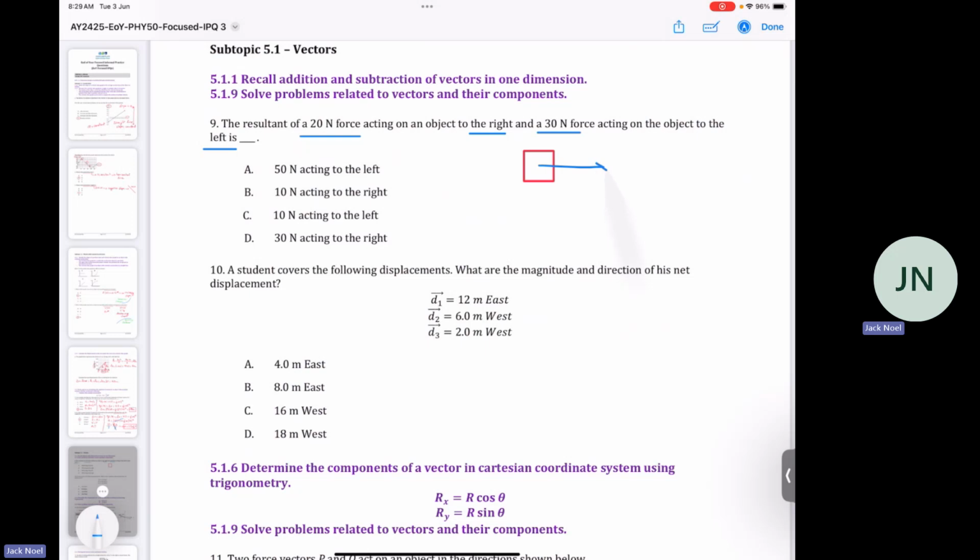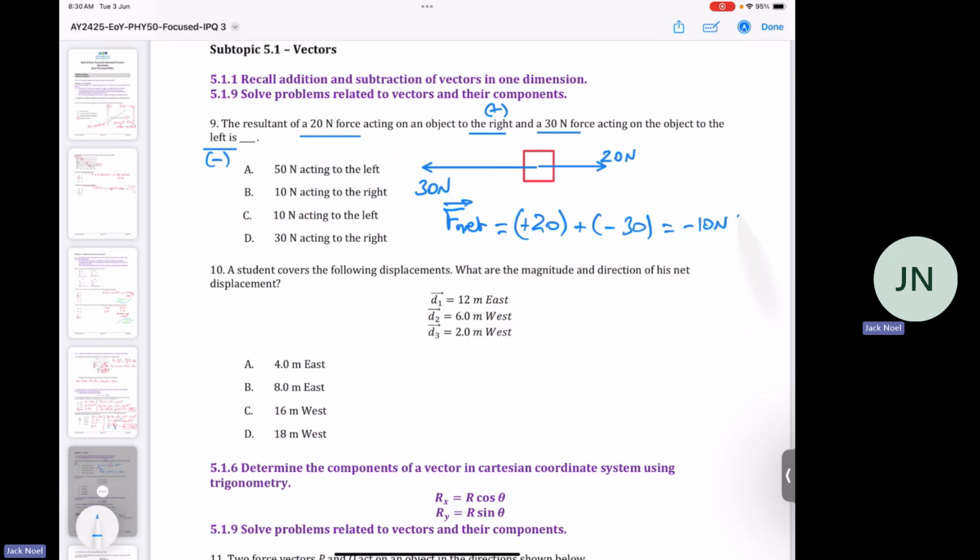So let's draw them. This is the 20 Newton force, and this is the 30 Newton force. Okay, I would take the right to be positive and the left to be negative. So the net force or the resultant force equals positive 20 plus negative 30.